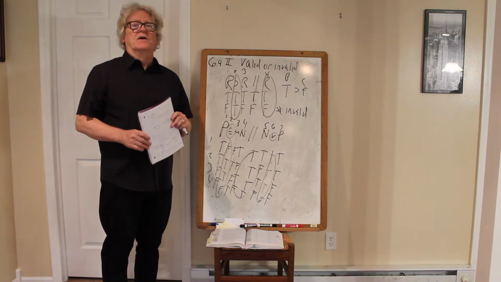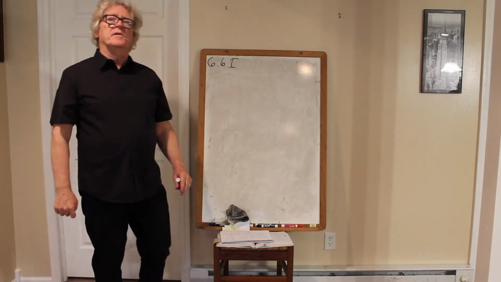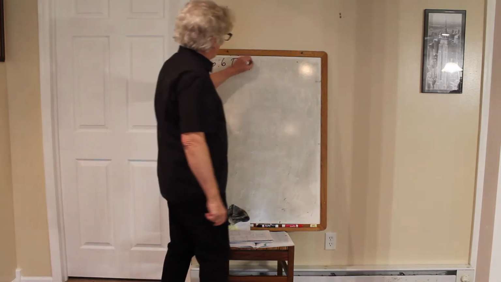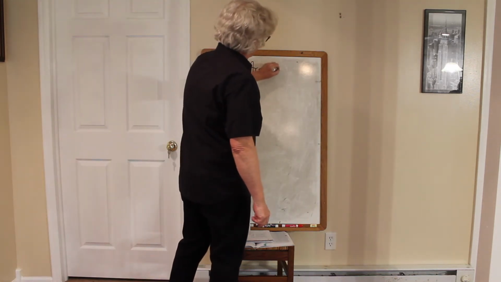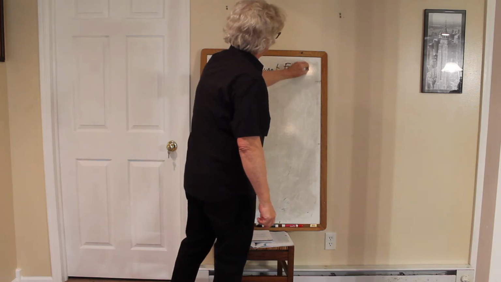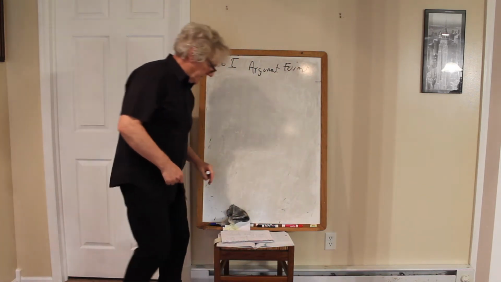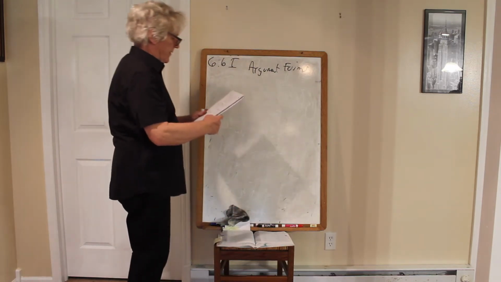Okay, now we're going to move on to the next exercise. Again, we're going to do 6.6 Roman numeral 1, and you'll notice that these are argument forms. It turns out that there are 8 altogether, 6 valid and 2 invalid. Okay, so let's look at the first one that he goes over.